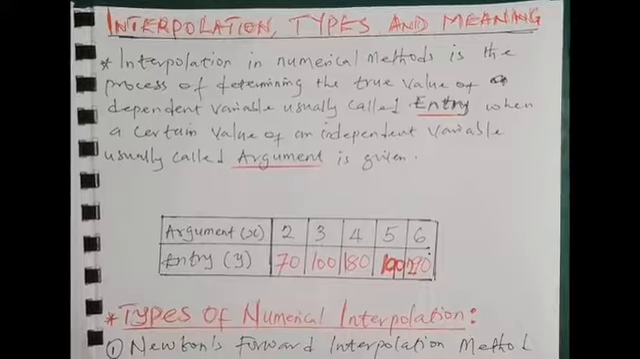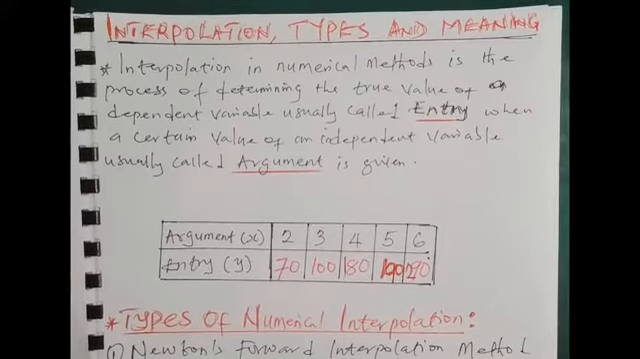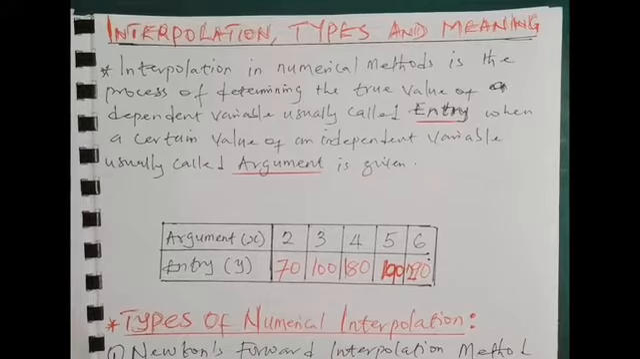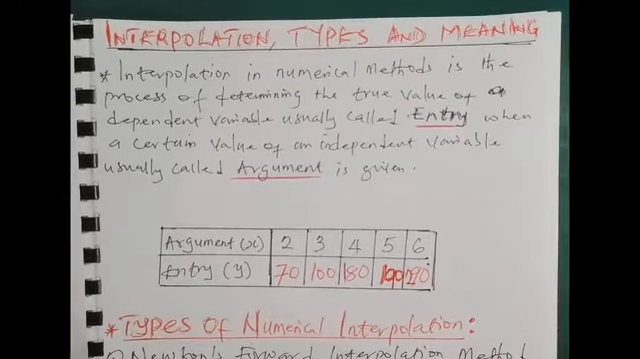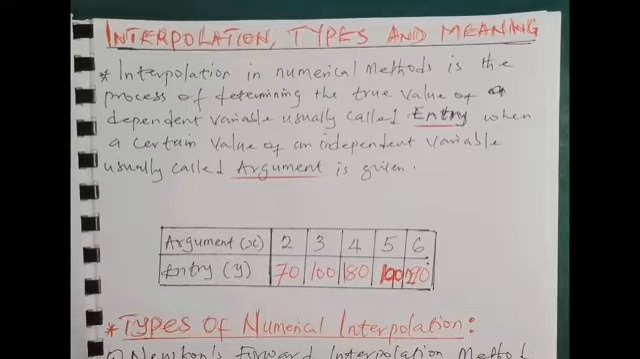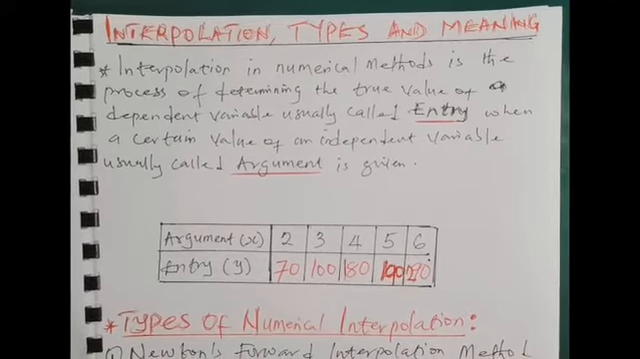In this video, we are going to be looking at interpolation in numerical methods. We will talk about the types and discuss their meaning. Interpolation in numerical methods is simply the process of determining the true value of a dependent variable, usually called entry, when a certain value of an independent variable, usually called the argument, is given.